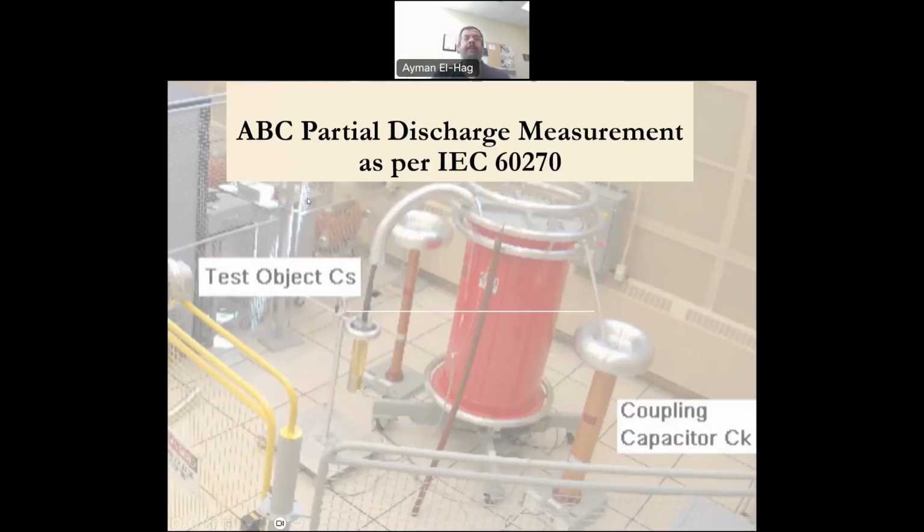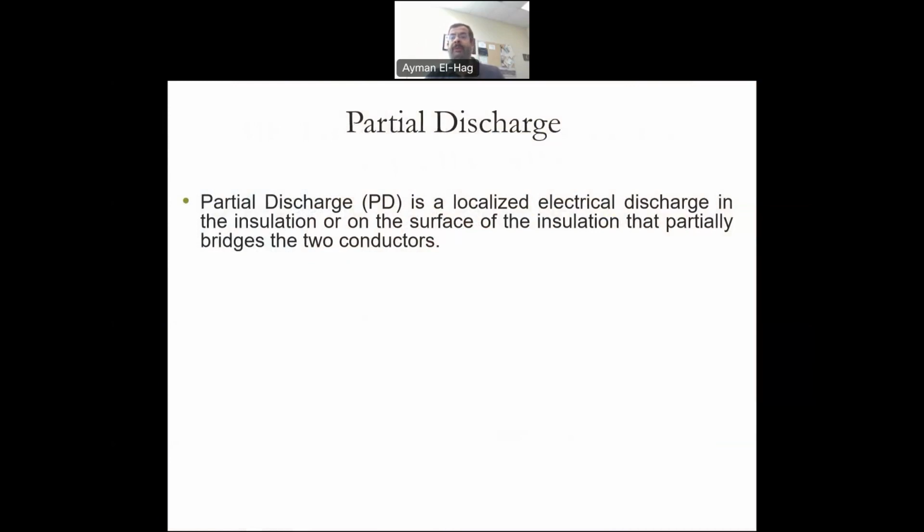We'll try to talk about fundamentals of the partial discharge measurement system as per the IEC 60270. There are different ways to measure partial discharge, some of them in the field and some in the lab. In the lab, it's governed by the IEC 60270. So this presentation will be limited only to talk about the measurement system as per the IEC standard. Before we start, we need to define what is basically a partial discharge.